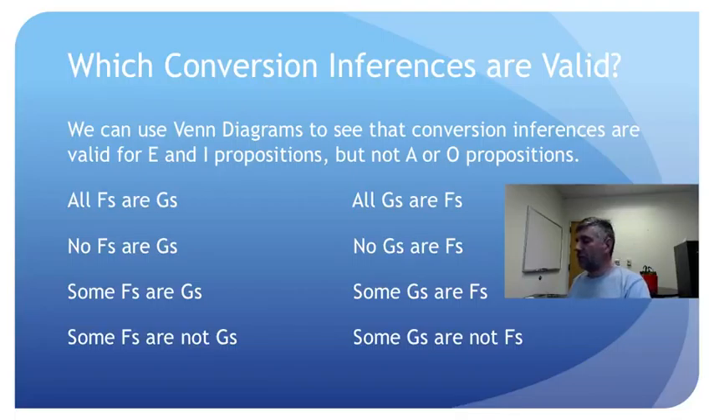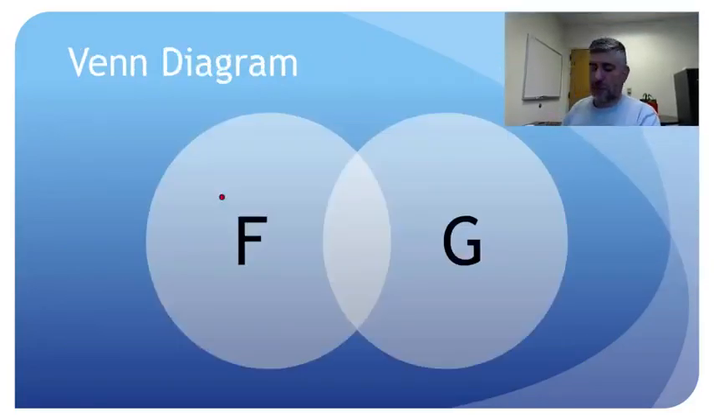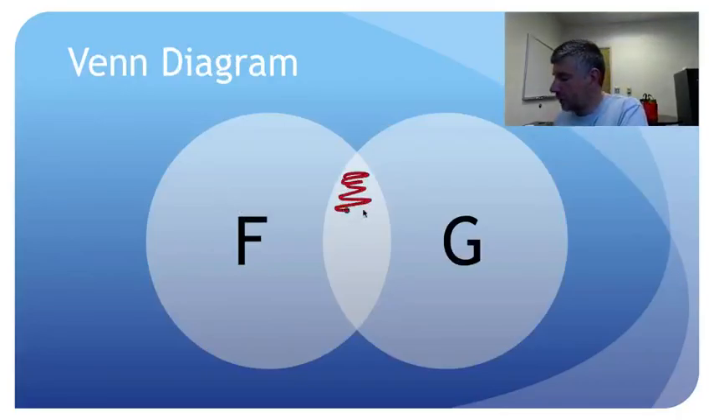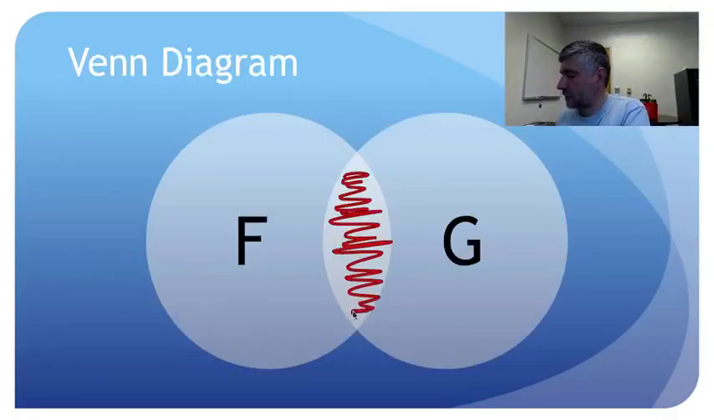Okay, what about the second kind of conversion inference for propositions of the E form, from no F's are G's to no G's are F's? Well, let's see. How would we represent no F's are G's? Well, we do that by shading in the portion of the F circle that's inside the G circle. Right? So that shows that no F's are in the G circle, no F's are G's.